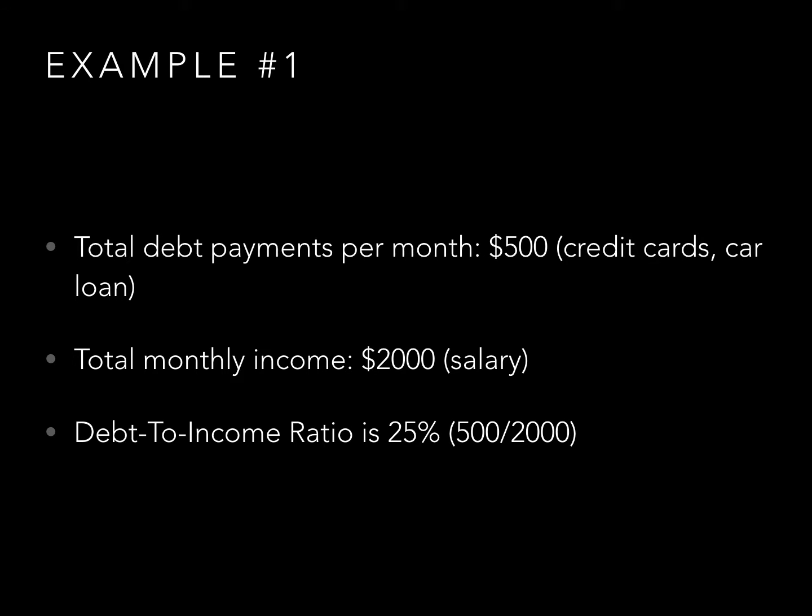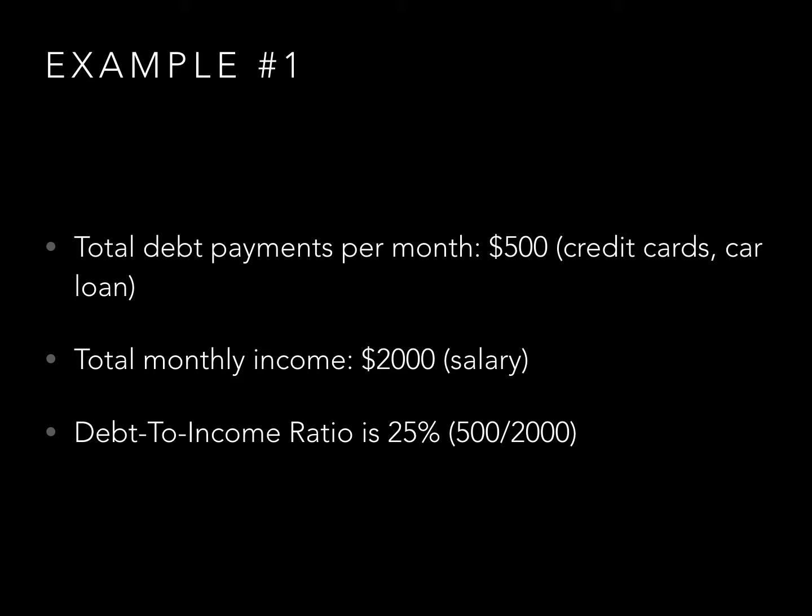But let's break down some examples, guys, so you can really get a feel for it, because the debt to income ratio is one of the biggest qualifying factors to get a home loan. So in this example, this person has total debt payments of $500 per month. Could be a credit card, a car loan maybe, and they have an income of $2,000 per month. So their debt to income ratio is 25% right now.